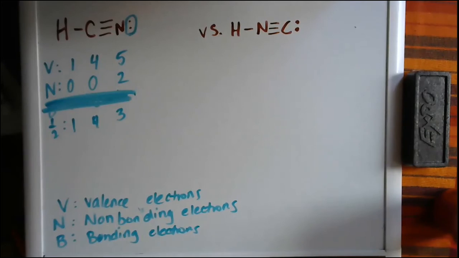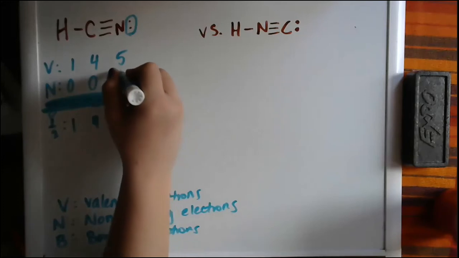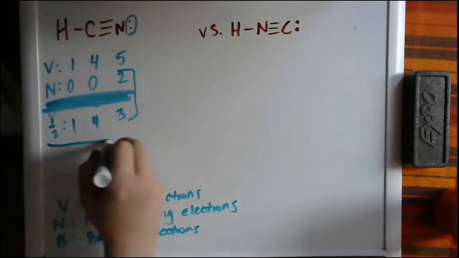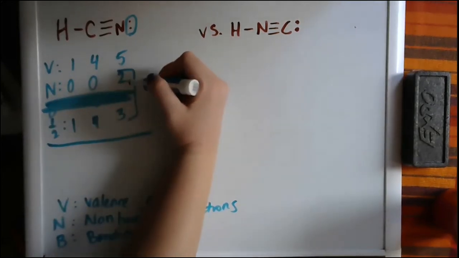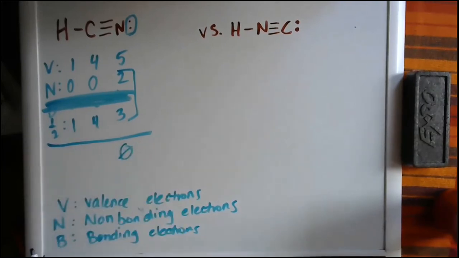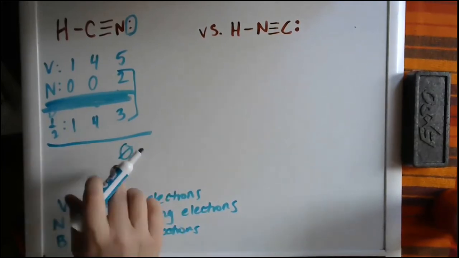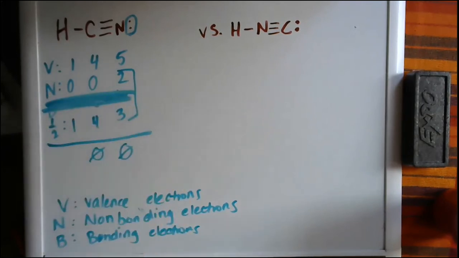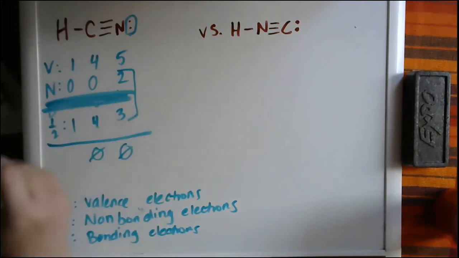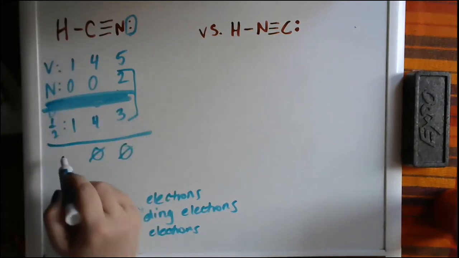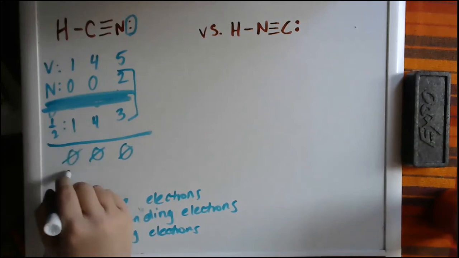Okay? So now we're going to take our valence number and subtract these 2 values from our valence. Okay? So 5 minus 2 is 3, minus 3 is 0. So nitrogen has a formal charge of 0. 4 minus 0 minus 4, carbon has a formal charge of 0. 1 minus 0 minus 1, hydrogen also has a formal charge of 0.